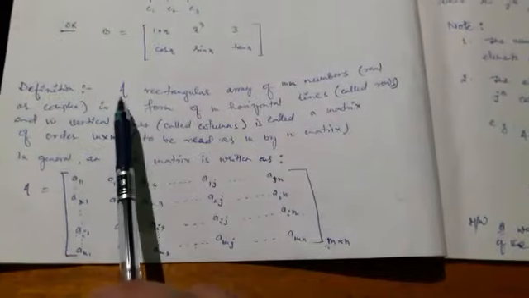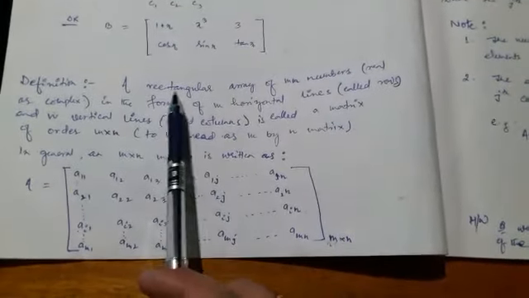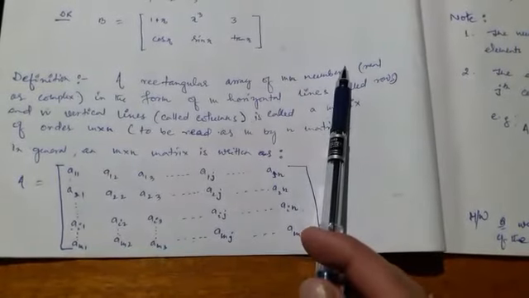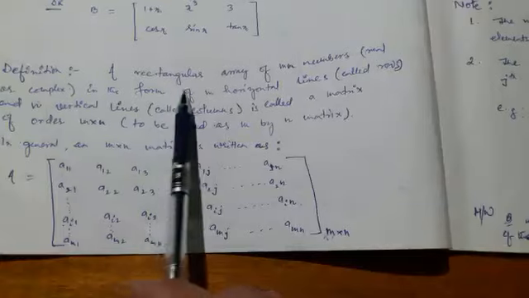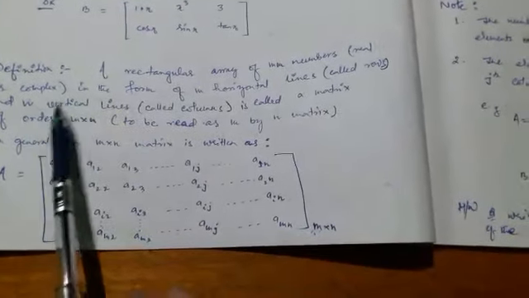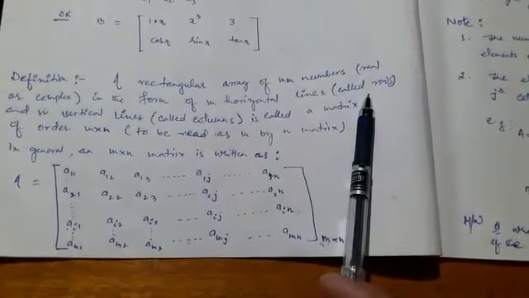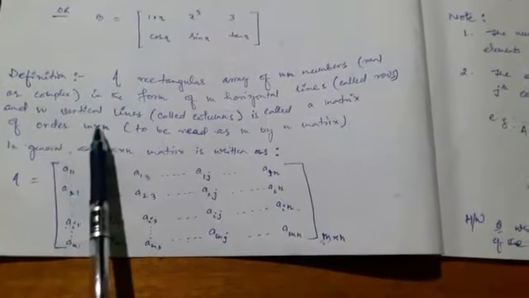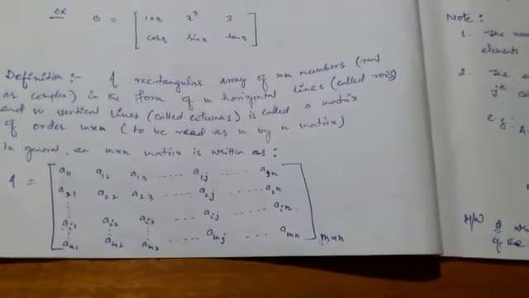Definition. A rectangular array of mn numbers, may be real numbers or complex numbers, in the form of m horizontal lines called rows and n vertical lines called columns, is called a matrix of order m by n, to be read as m by n matrix.